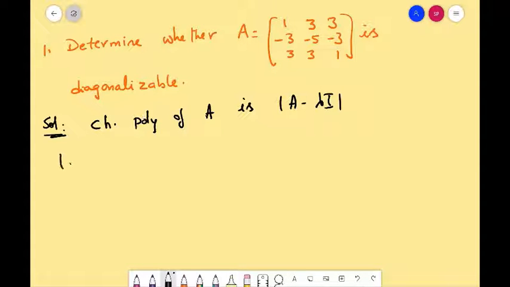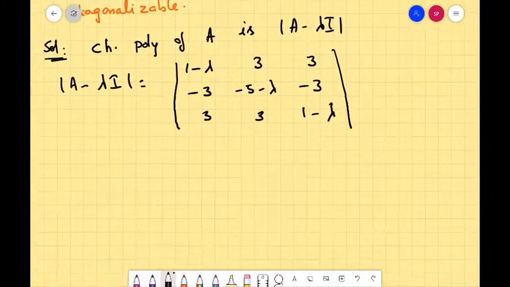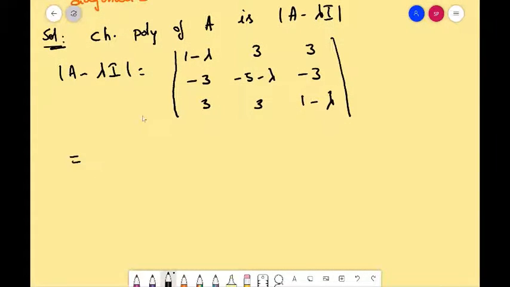Now let us find det of A minus lambda I. How to find the determinant? It is the determinant with rows 1 minus lambda, 3, 3; minus 3, minus 5 minus lambda, minus 3; 3, 3, 1 minus lambda. Just in the diagonal elements, subtract lambda. So expand its determinant; I am expanding by the first row.